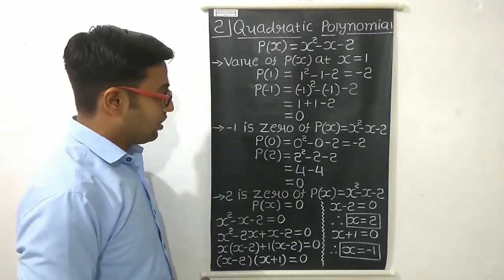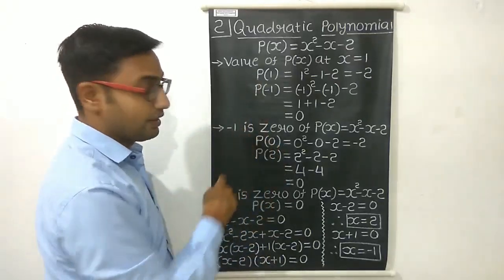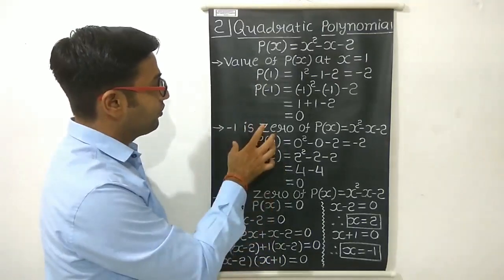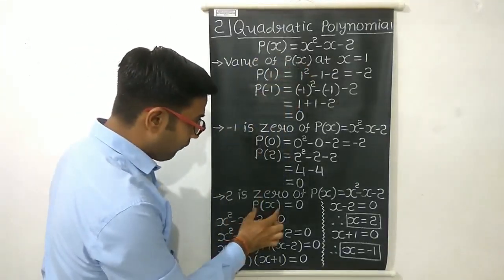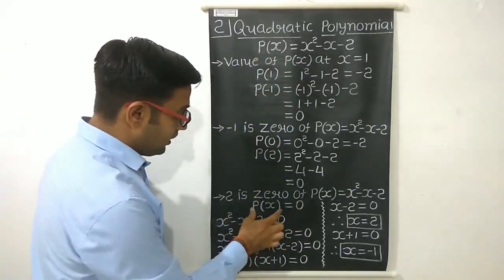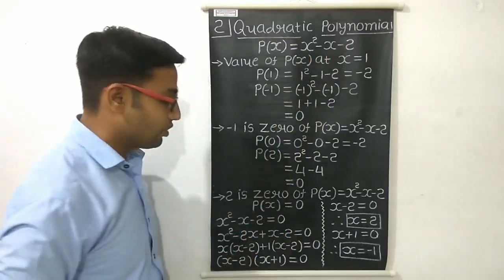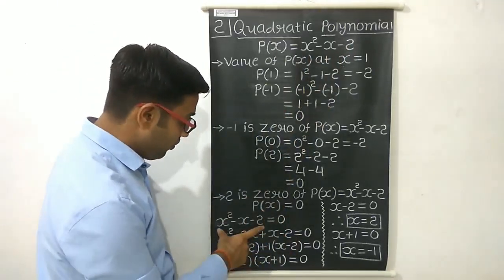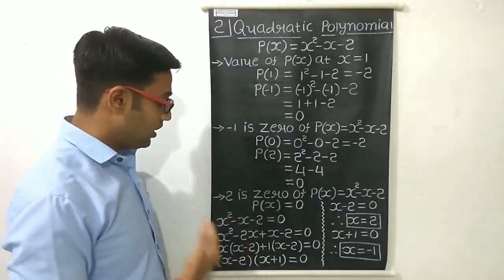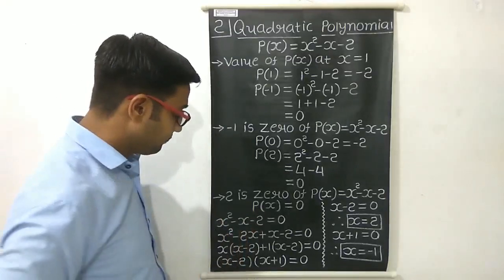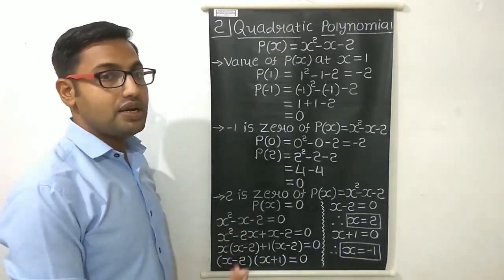Okay. So again, to find the 0 we do not have to follow this process. We can find the 0 of the polynomial by taking p of x is equal to 0. So by taking p of x is equal to 0, instead of p of x we have to put x square minus x minus 2 is equal to 0. Now we have to factorize these three terms, and you have already studied how to factorize this. Okay, so to factorize this we have to use the splitting the middle term method.